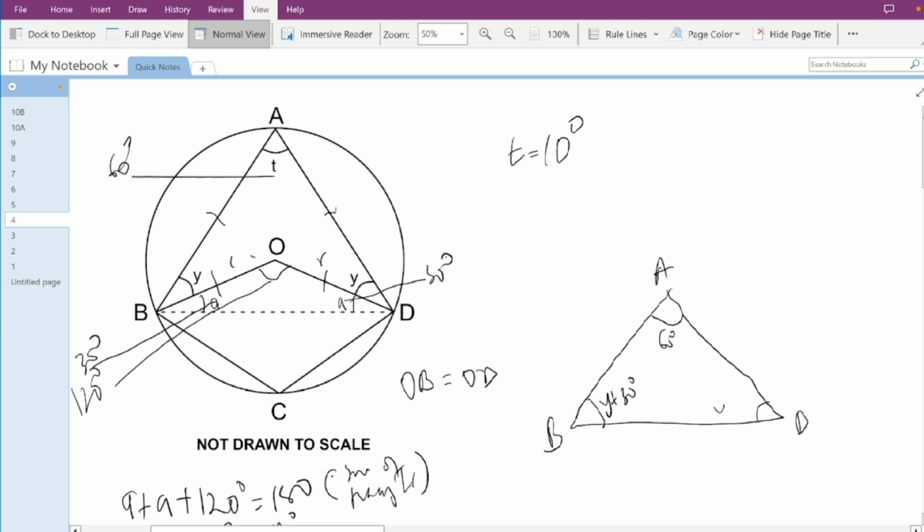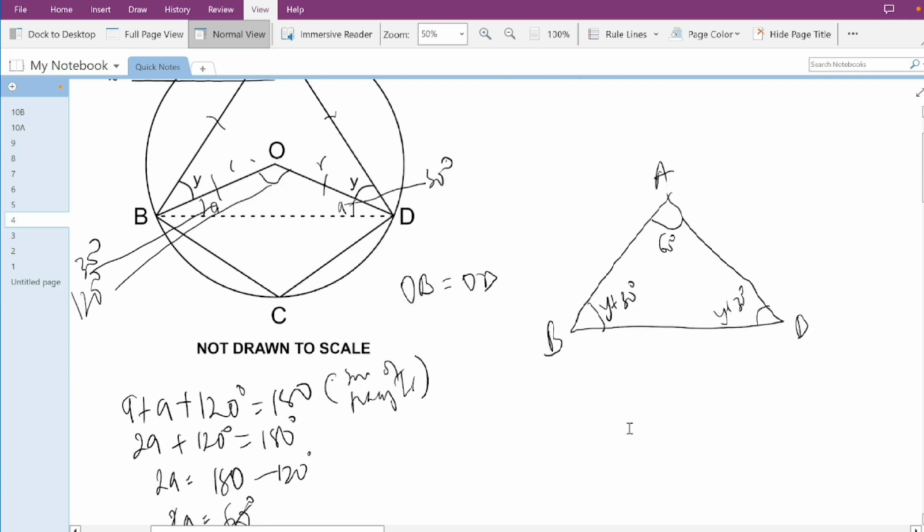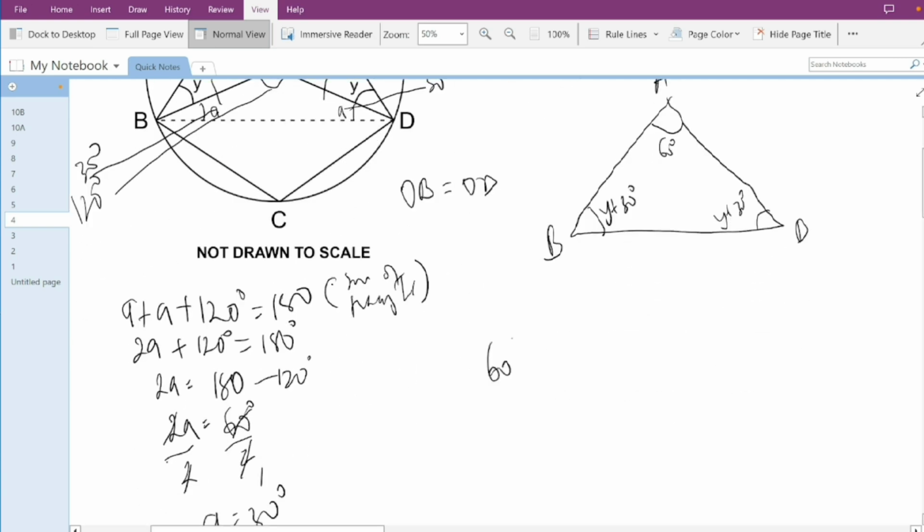And on this side we have y plus 30, similar to this one. So we take it as 60 degrees plus y plus 30 degrees plus y plus 30 degrees equals 180. This is a triangle. We have to use the sum of angles in a triangle, which is equal to 180.